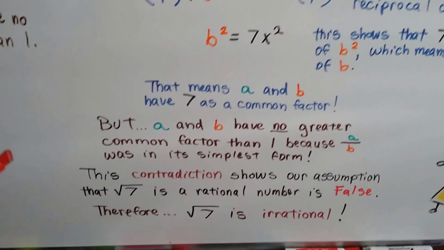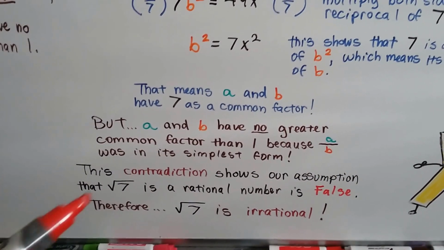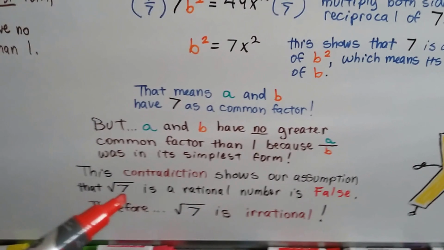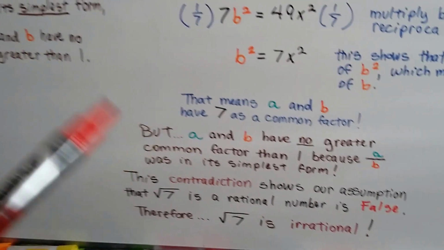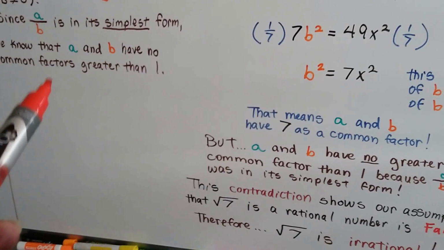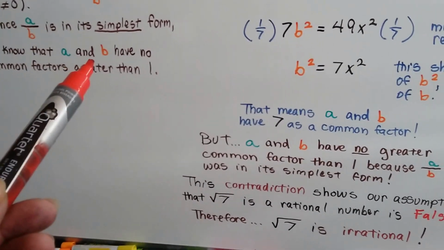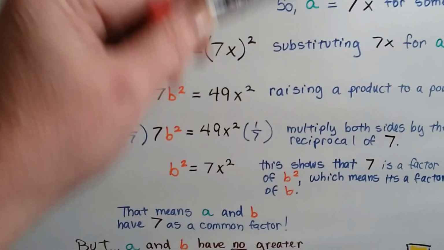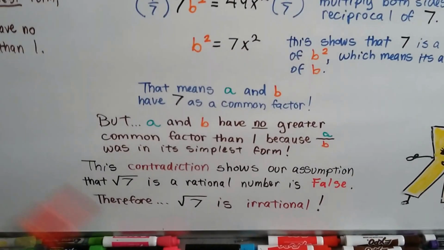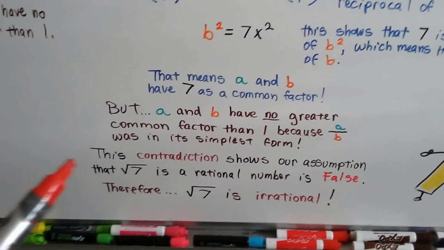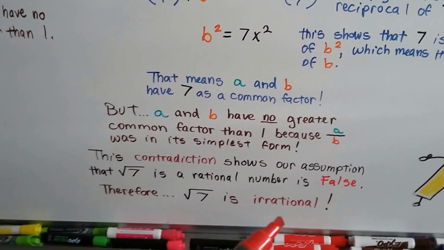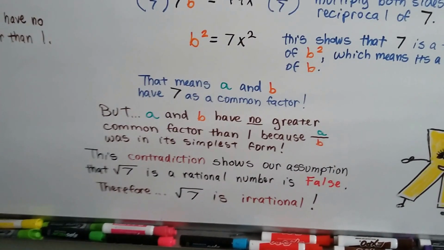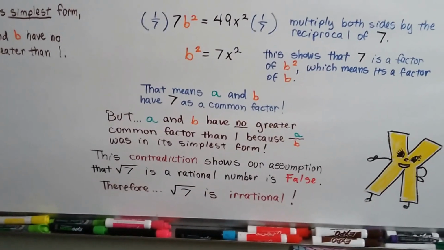Well, this contradiction shows our assumption that the square root of 7 is a rational number is false, because it was only supposed to have the common factor of 1, and we just did this and showed that it had a common factor of 7. So we proved ourselves wrong. And because of that, that means the square root of 7 is irrational. We couldn't prove it was rational, so it must be irrational.